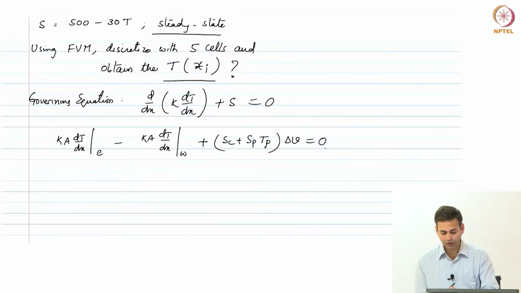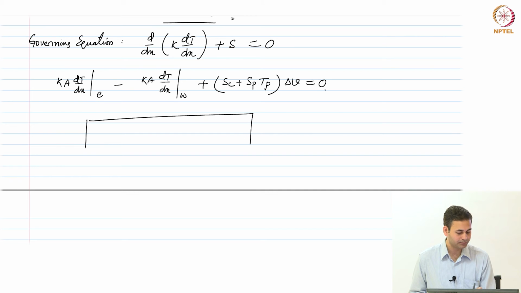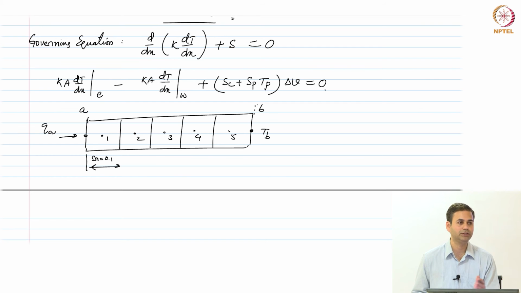Alright, then we have to also discretize our domain, right, which we have not done till now. Okay, looks pretty uniform. So this is the first cell, second cell, third cell, fourth cell and fifth cell. What would be the width of each cell here? Delta x would be 0.1, and the boundary conditions are also known. This is TB, this is QA. Okay, let's call this face as A and this face as B. Okay, A face and B face.